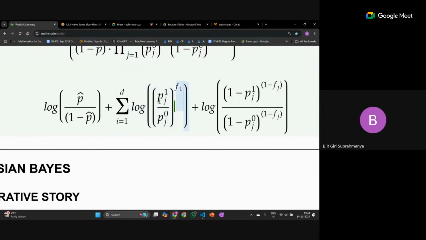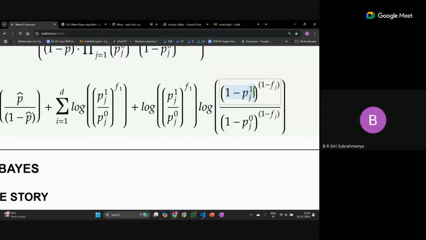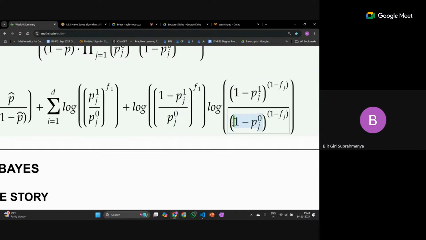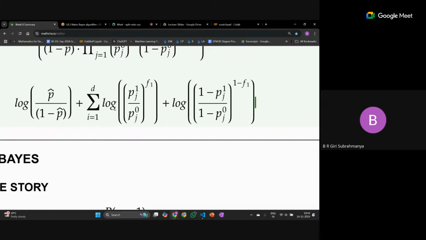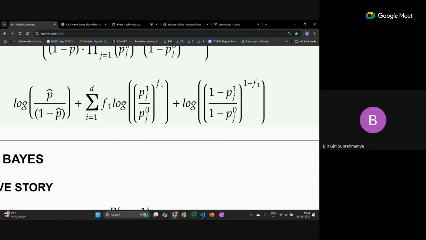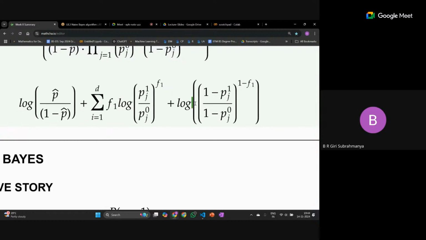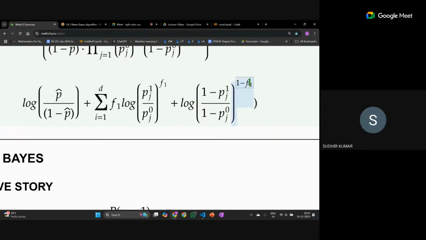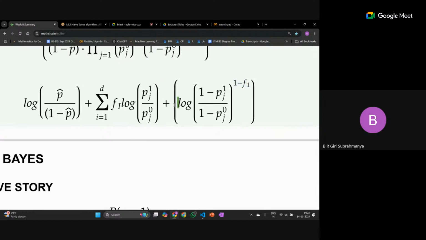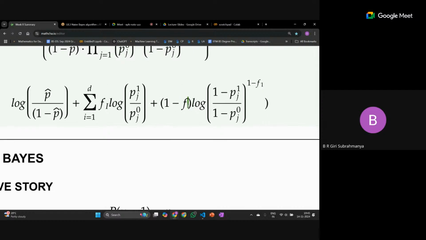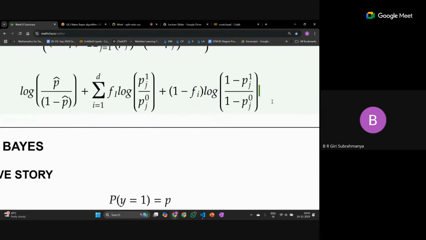Similarly, you will have 1 minus P0 and 1 minus P1, and the numerator will become 1 minus Fi. So you can get rid of this. Now, since this is log, the power will come to the other side. So Fi will come here, and 1 minus Fi will come here. Sir, is it Fi or F1? Fi. Sorry, Fi will come here and 1 minus Fi will come here.